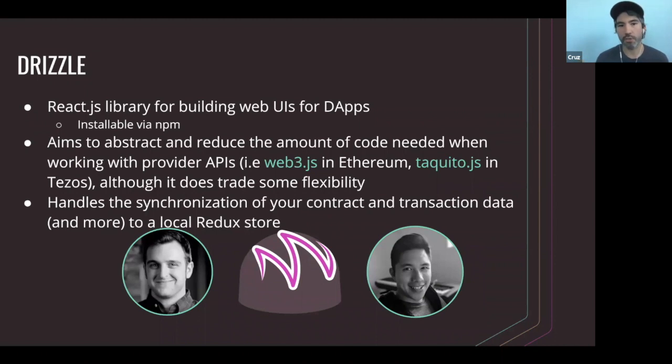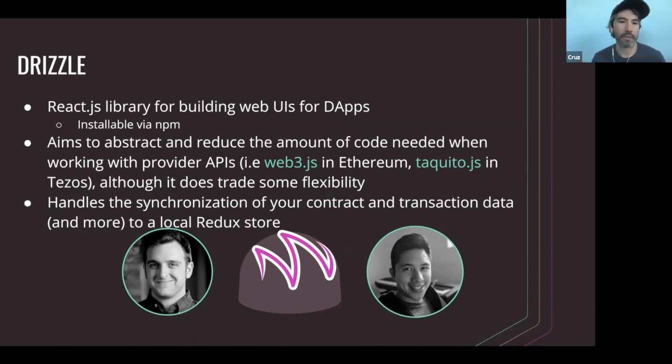And then just to go over Drizzle, it's a React JS library for building web views for dApps. The goal being to abstract and reduce the amount of code that you need when working with provider APIs. So in the Ethereum world, that's Web3.js, and in the Tezos world, it's something like Taquito.js. Although of course, as with all abstractions, it trades off some of the flexibility for making your life as a developer easier.